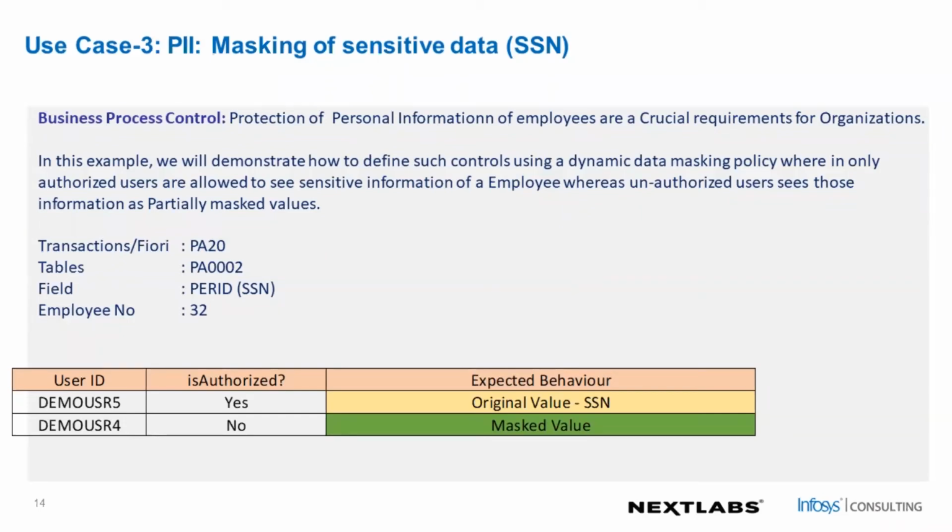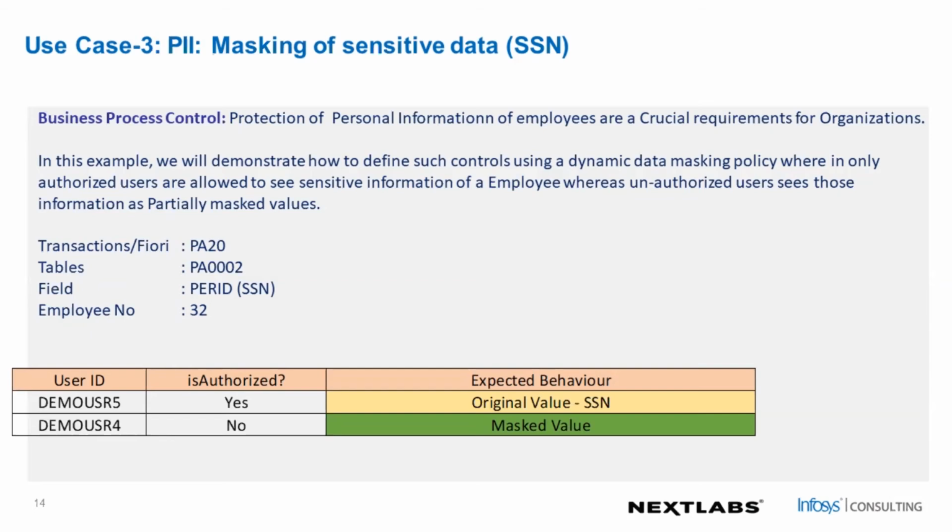All right. So masking of sensitive personal information like SSN in HR systems. SSN is very critical personal information that should not be shared or made available to all users in the SAP system. So how do you protect the SSN data? We can have a similar masking policy in the NextLabs solution. To highlight the location of the SSN data in the system, in SAP ERP in HR Master, the PA0002 table contains the SSN information in the PERID field.